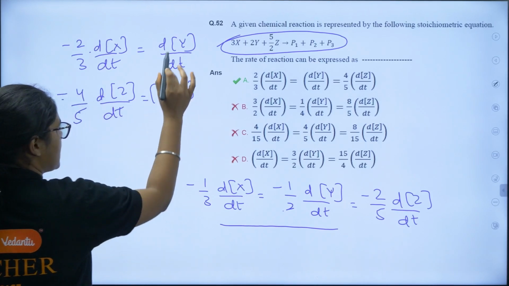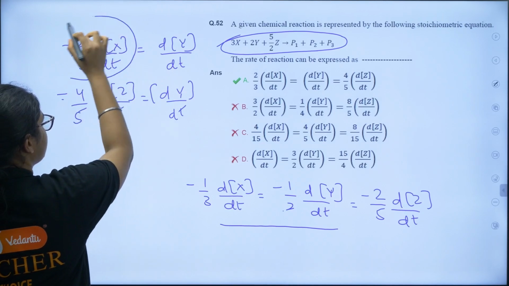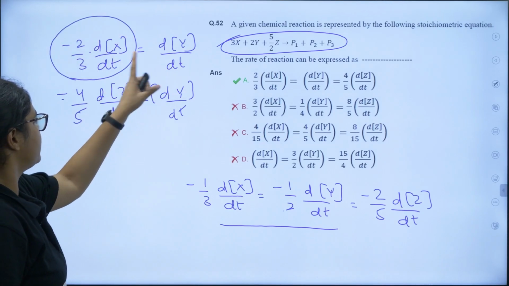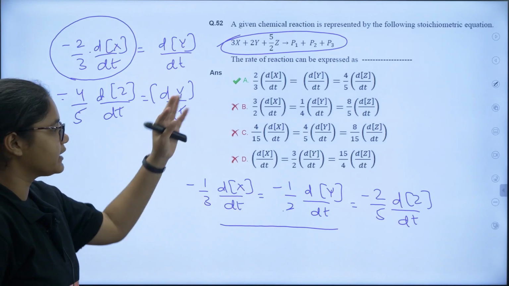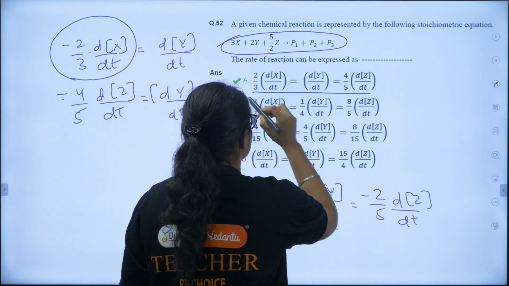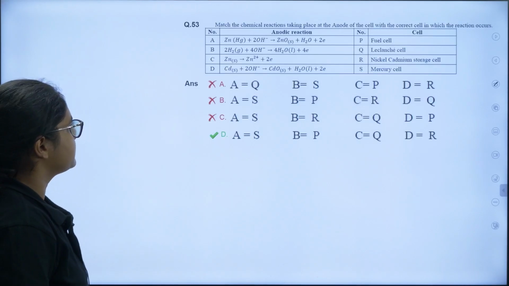Now you can see the RHS is equal, that means the left sides will also be equal. So I can write minus 2/3 dx by dt is equal to dy by dt is equal to minus 4/5 dz by dt. Then we can cancel all the negative signs. So this will be the answer. The correct answer is option number A. Now let us see the next question.